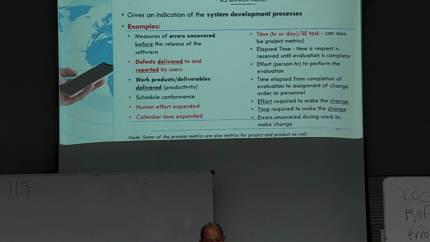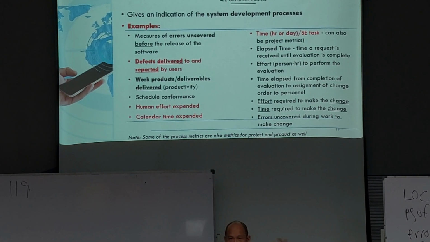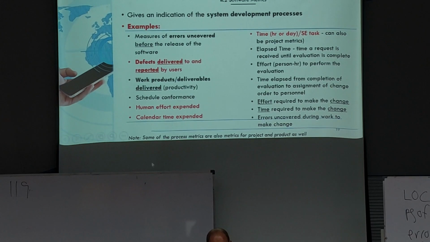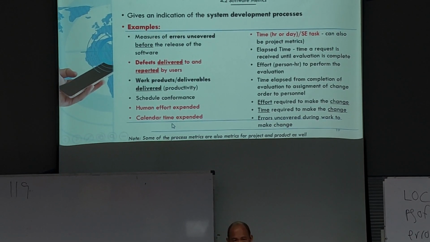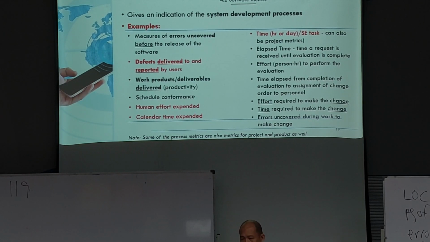Okay, so I just want to discuss a few more examples of process metrics. Defects delivered to and reported by user. Human effort expended: you use this particular process to produce a software, so how many human efforts are required? Calendar time expended: you use this particular process to produce a software, how many calendar months are consumed or used?